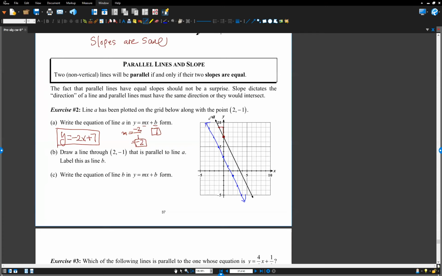Okay, in this case, the slope is equal, so we write the slope is still negative 2. Where is the b value? From the graph, you can find the b value over here, right? 3, isn't it? Now the equation of this line is y equals negative 2x plus 3.